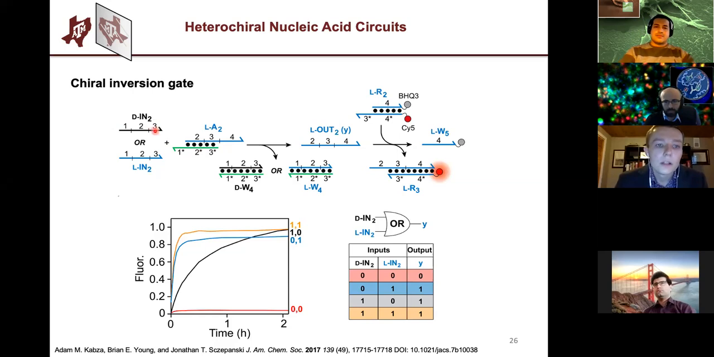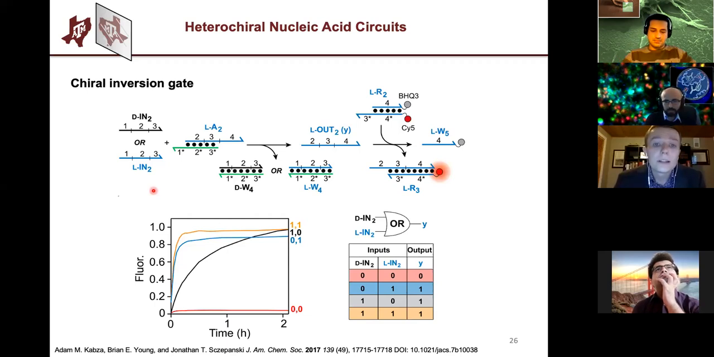And so the reason that this is sequence-specific communication between oligonucleotides of opposite stereochemistry is that the sequence domains 2, 3 on this D oligonucleotide are identical to this L. And so you have this direct transfer of sequence-based information between stereochemistries. What's really cool about this reaction, this was the reaction that Brian worked on in this paper. I worked on the racemization gate, and he worked on this chiral inversion gate.